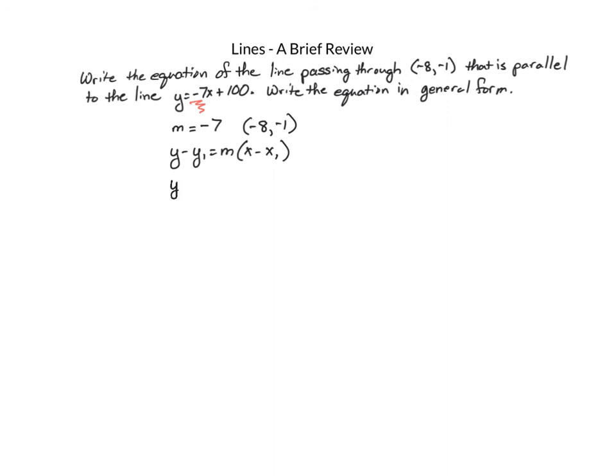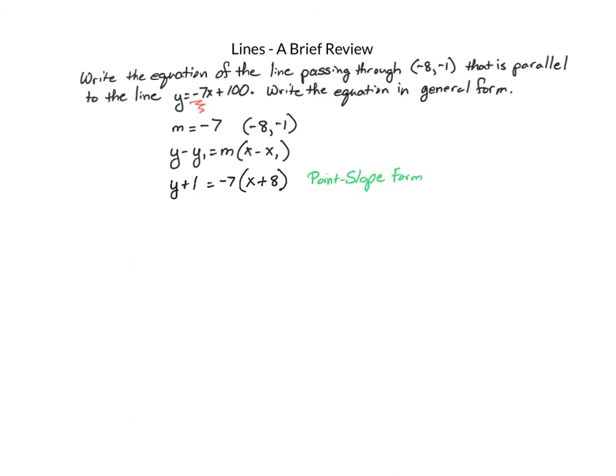So y minus -1 equals -7 times x minus -8. And notice as soon as I said minus a negative, I was going immediately to plus. And that's totally okay. Now I have the equation, and it is in point-slope form.